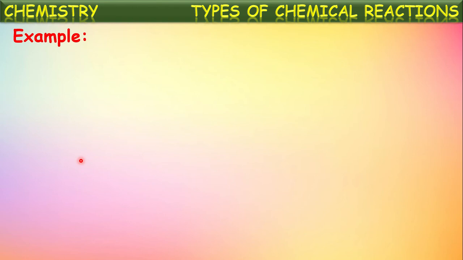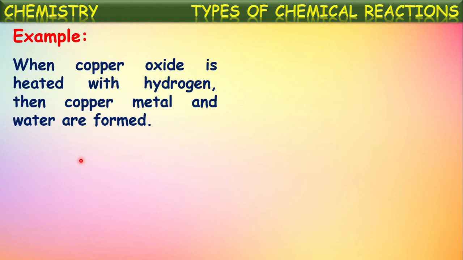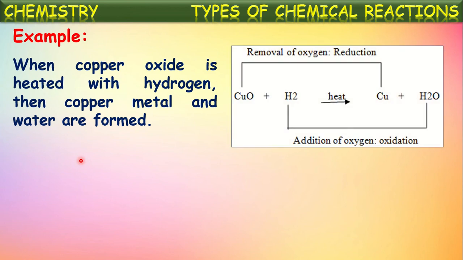Now let us see some examples for these definitions to understand them clearly. For example, when copper oxide is heated with hydrogen, then copper metal and water are formed. See here, the equation is shown for this reaction. When copper oxide is heated in the presence of hydrogen, it forms copper metal and water as products.